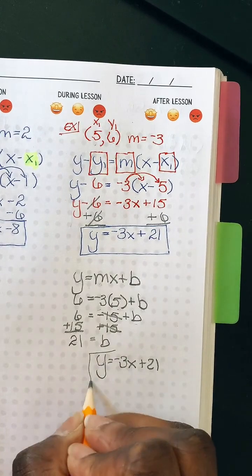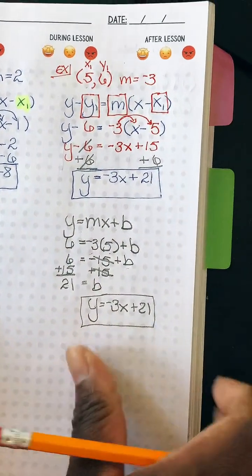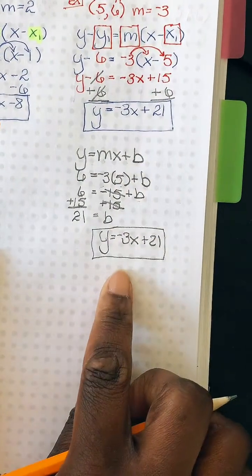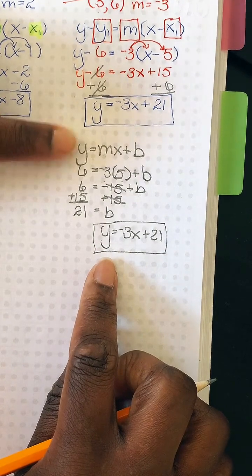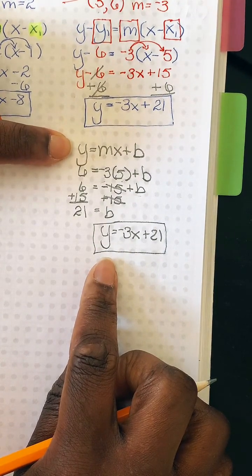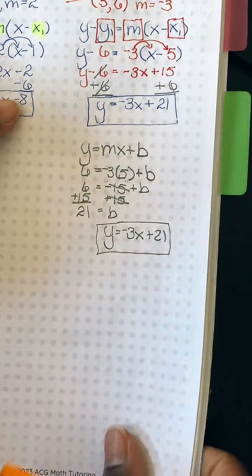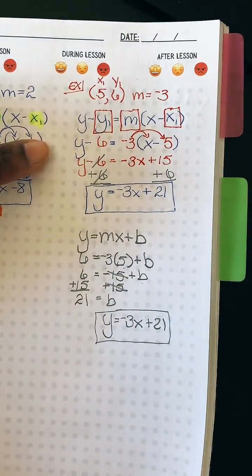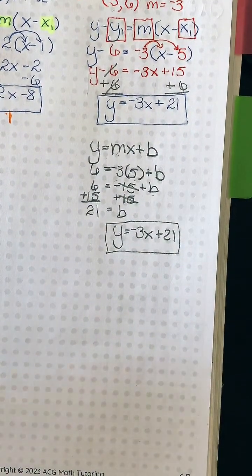If you feel comfortable and you understand how to find your equation by using that slope-intercept form, do that. You don't get extra points for completing it using point slope. Use what you know. Okay? Use what you know.